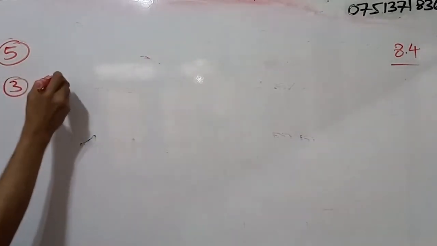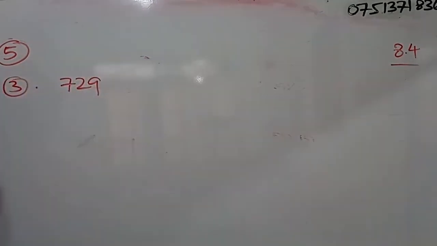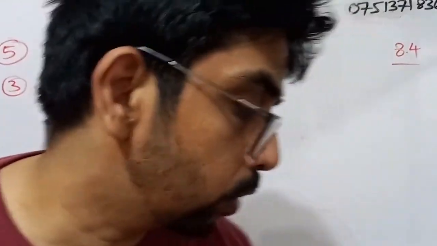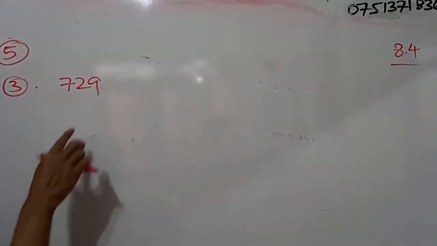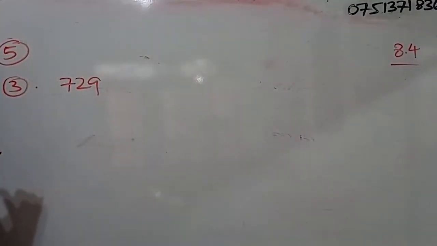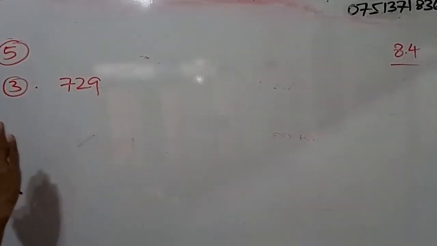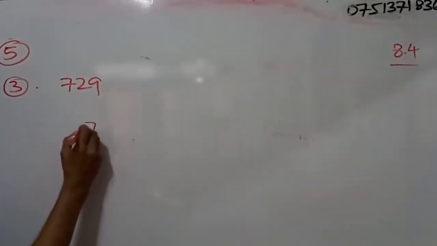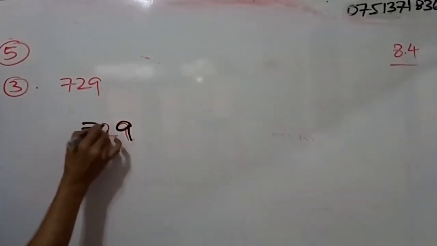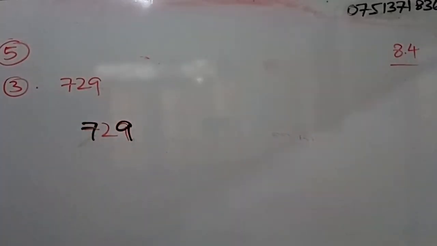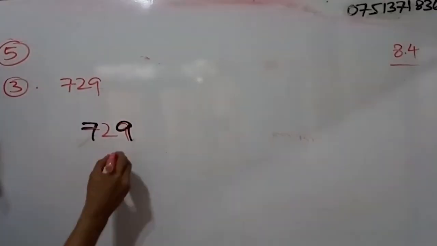The next number we have is 729. Okay. So we have to calculate the square root of 729. Right. So the digit on the ones place is 9. So this can be a perfect square. Always you have to check that. So the number we have is 729. So the digit on the ones place is what? The digit on the ones place is 9 and this is 7. Right? So this is 9.